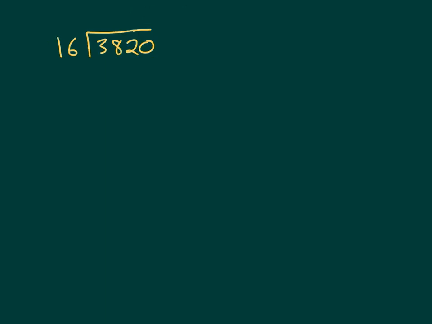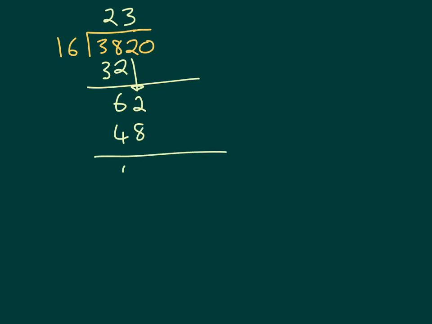And the shooting for the stars question, 3,820 divided by 16. How many 16s in 38? Of course, there are 2. That's 32 to take away. That's leaving 6. I'm then saying, how many 16s in 62? There are 3, because 16 times 3 is 48, and that leaves you with 14. Then I need to pull down the 0 there.